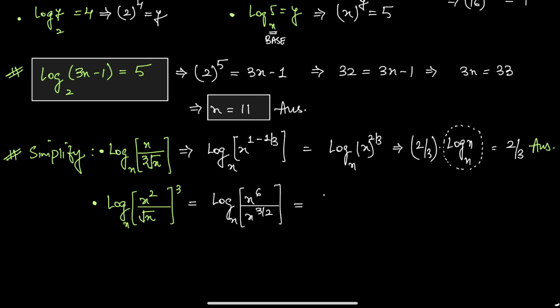In the next step, this is log, your power is 6 minus 3 by 2, and your base is again x as it is. Now I will write it as x raised to the power, this is going to become 2 6 are 12, 12 minus 3 is 9, so it will become 9 by 2, and base will remain x, and in this way your final answer becomes 9 over 2 for the given question.